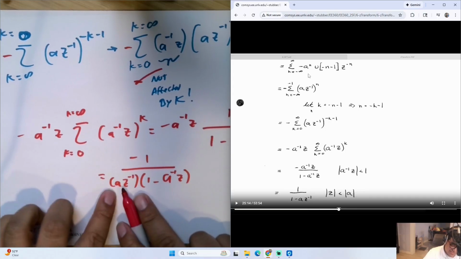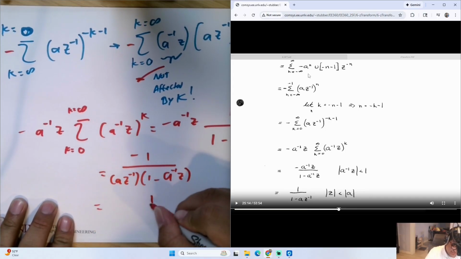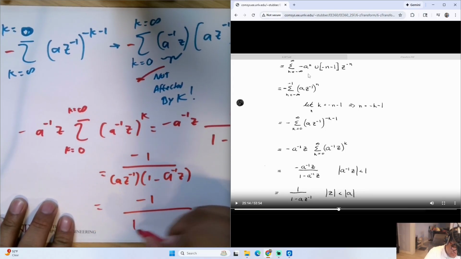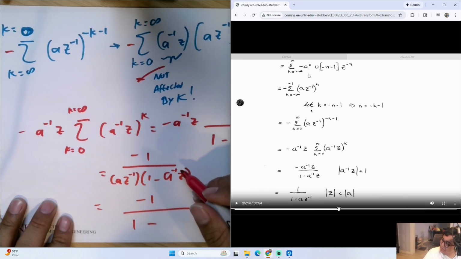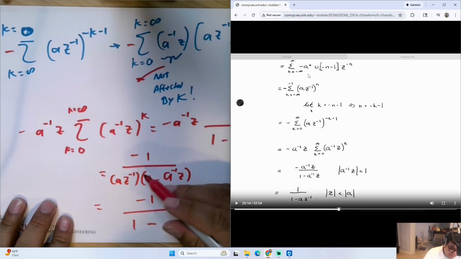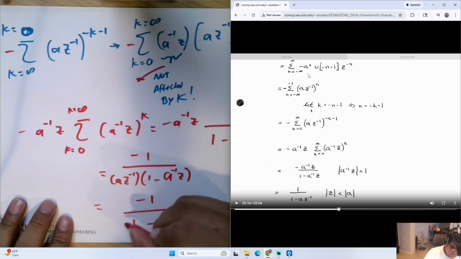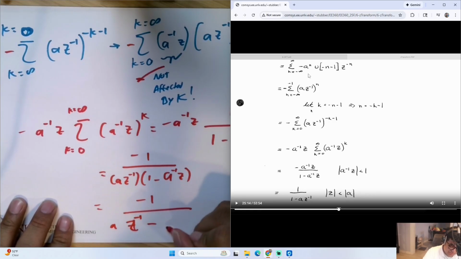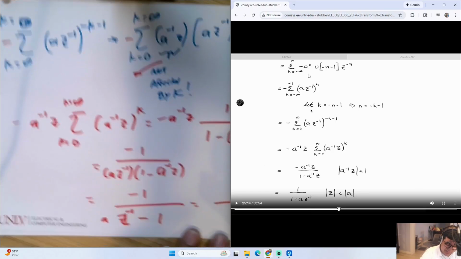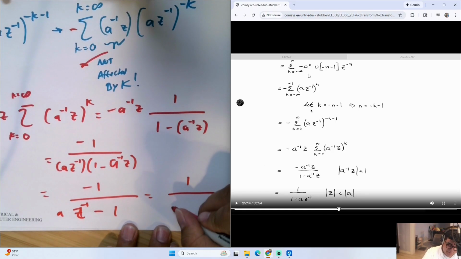Okay, and then this cancels out that, so then you get the following: minus 1 of 1 minus a z to the minus 1. No, hold up. We get that, and then this minus sign flips it back to 1 minus a z to the minus 1.